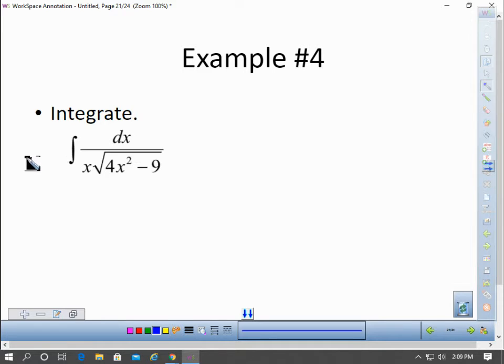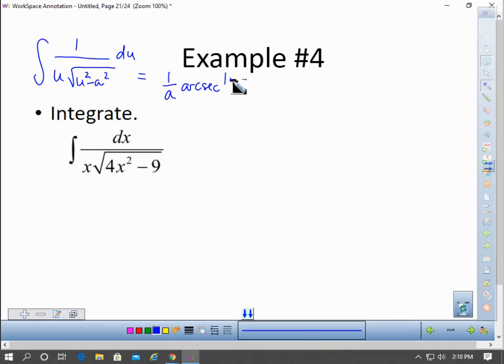So when I'm looking at the arcsecant problem, I'm looking at the integral of 1 over my u, and then the square root of u squared minus a squared, and then it is du. And this equals the answer: 1 over a arcsecant of the absolute value of u over a, plus c. So there's the rule that I'm matching up with. So I just need to figure out my pieces.